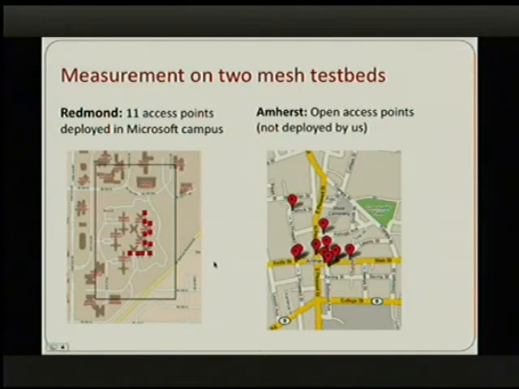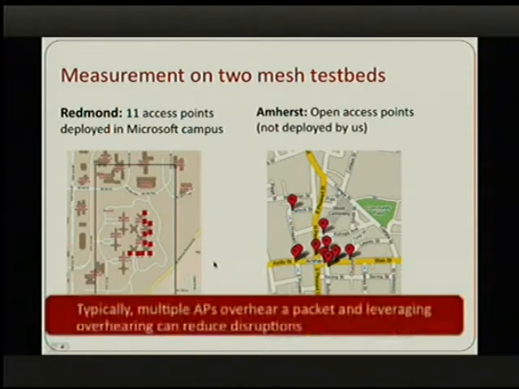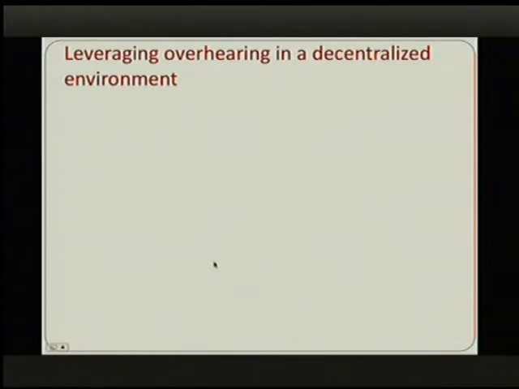The goal of this measurement was to see whether nearby access points do overhear, and also whether there is potential to leverage this overhearing. And we found that, indeed, multiple access points overhear a packet, not only in Redmond where we deployed them, but also in Amherst where we used organic access points already available. We also found that if you had an ideal scheme that could leverage overhearing, it significantly reduced disruptions. But this was an ideal, impractical scheme. So based on this measurement, our job was to translate these benefits of leveraging overhearing to a decentralized environment. So basically, design a practical protocol that can leverage overhearing.